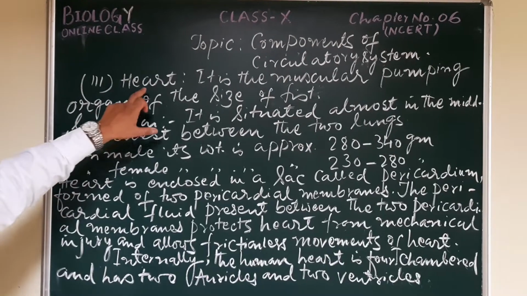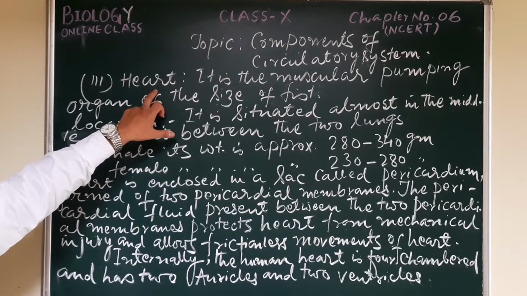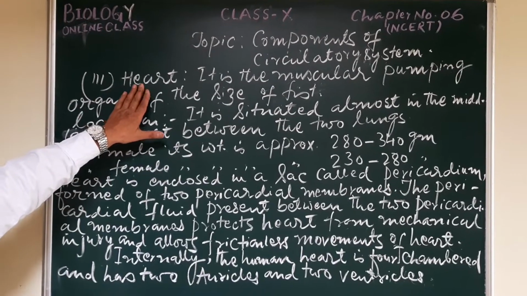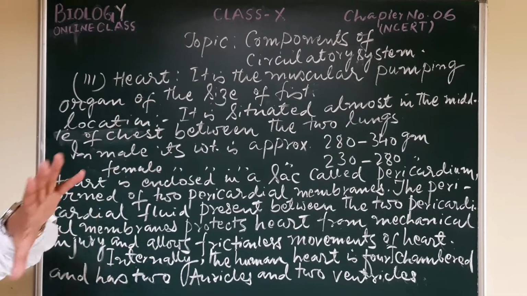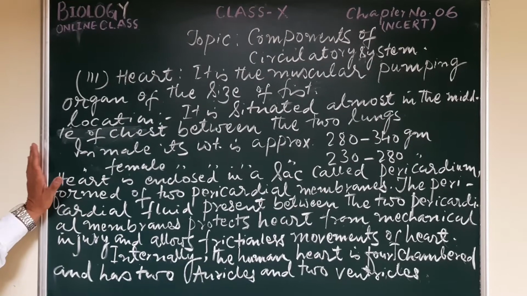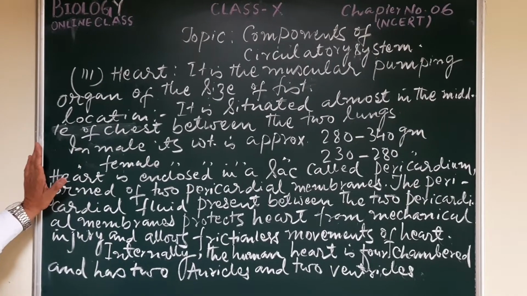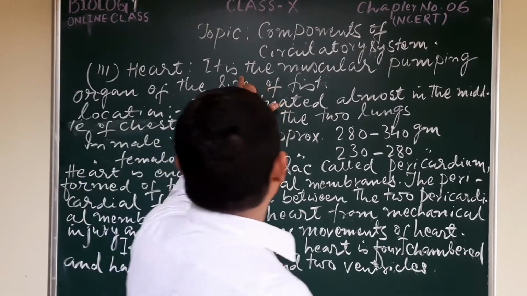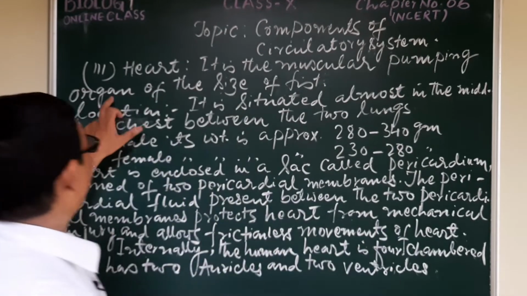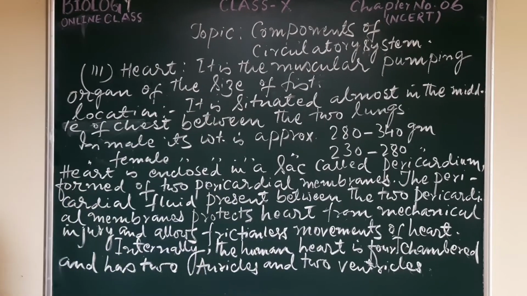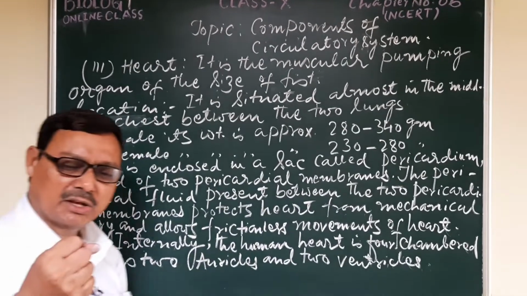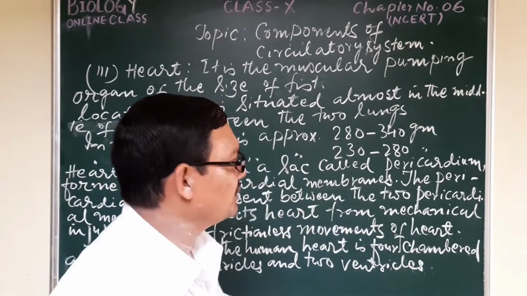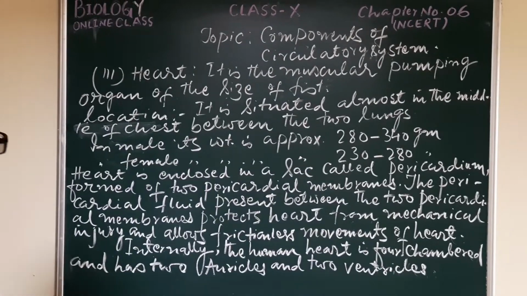It is the third important component, and you will know that the heart is made of a special type of muscular tissue, that is the involuntary muscular tissue, and that is why it is the muscular pumping organ of the size of a fist. This is the fist. It is almost this fist size, the heart.